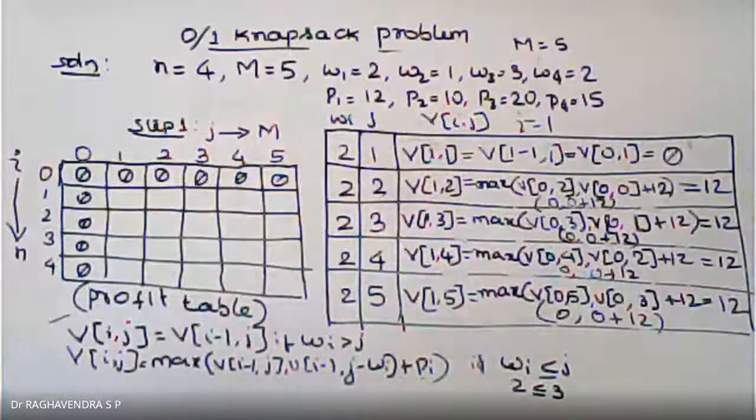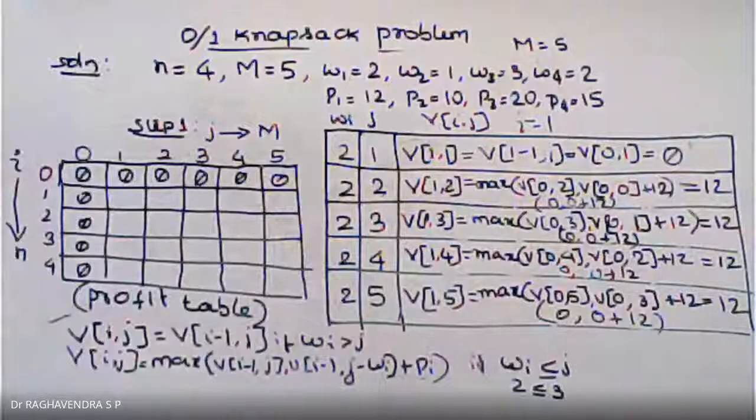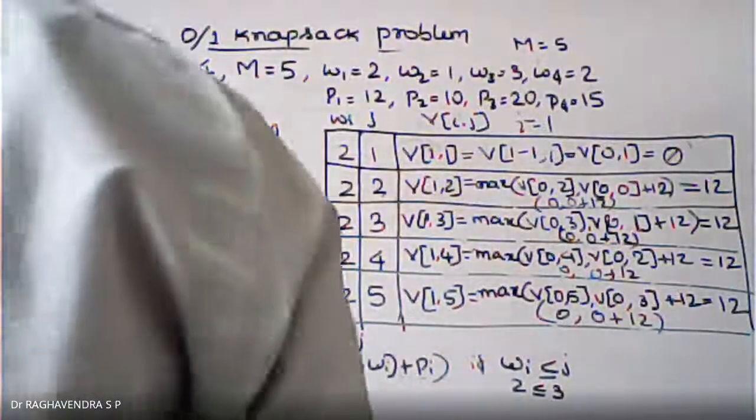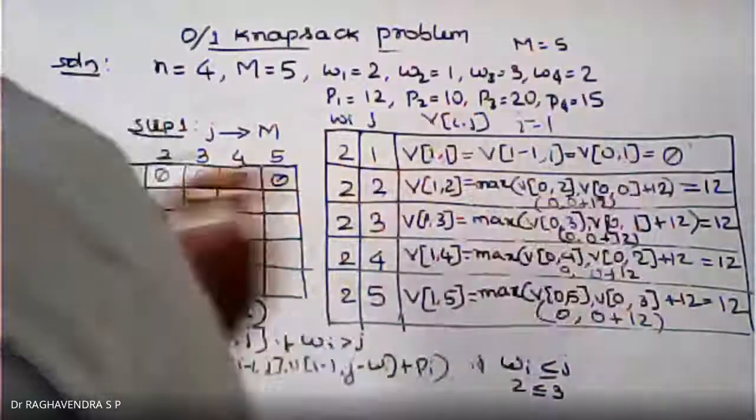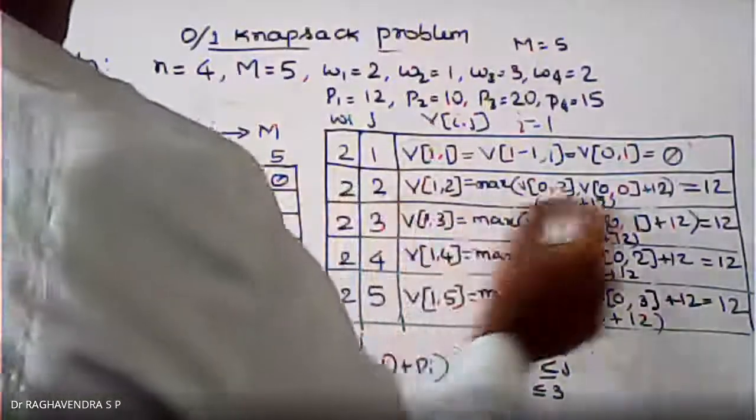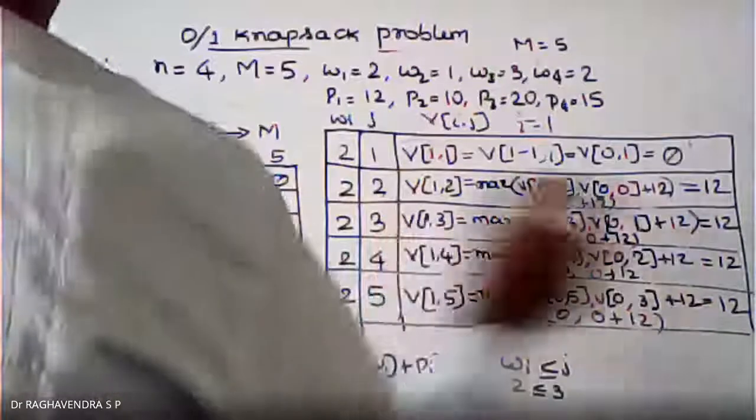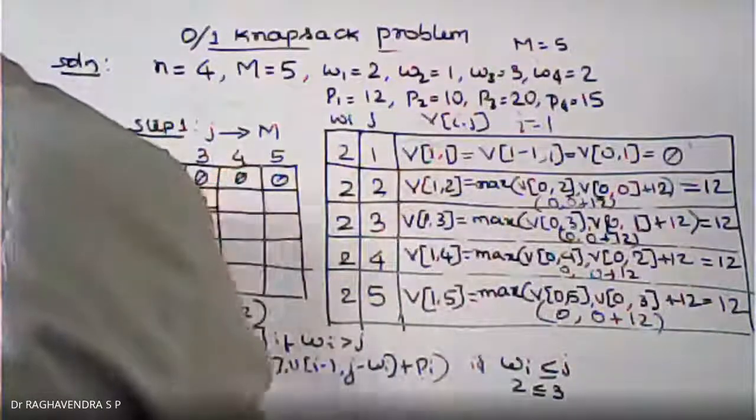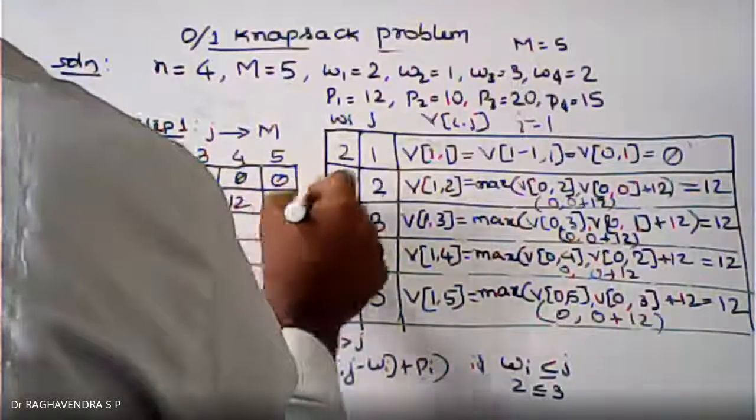Now substitute all these values here. Ready? Substitute these values. V of 1, 1 is 0. Next, V of 1, 2 is 12. V of 1, 3 is 12. V of 1, 4 is 12. V of 1, 5 is 12.